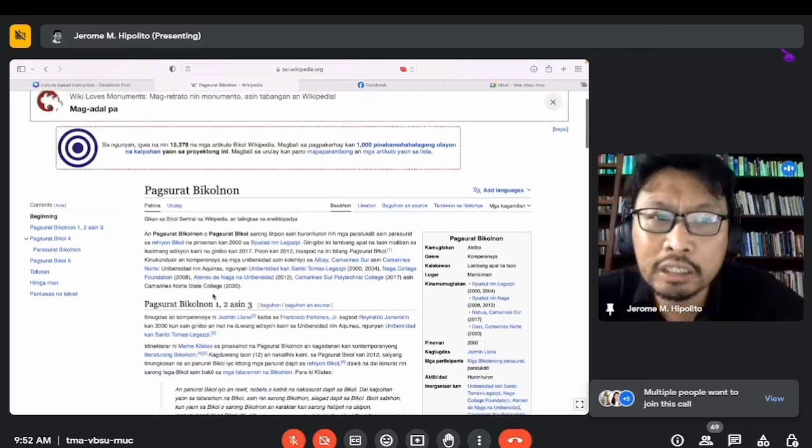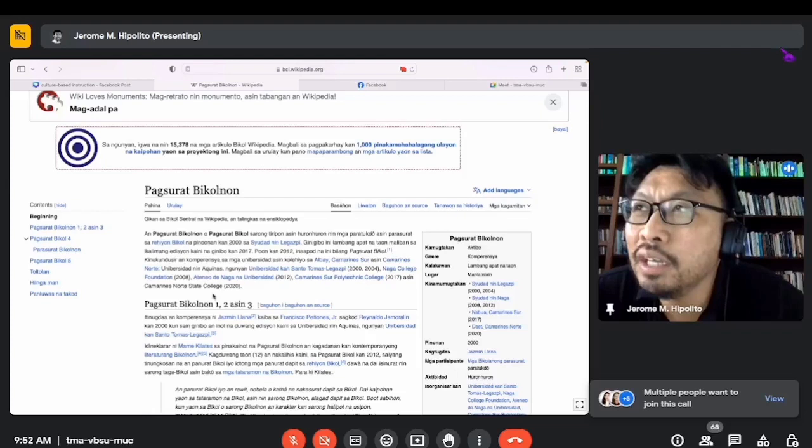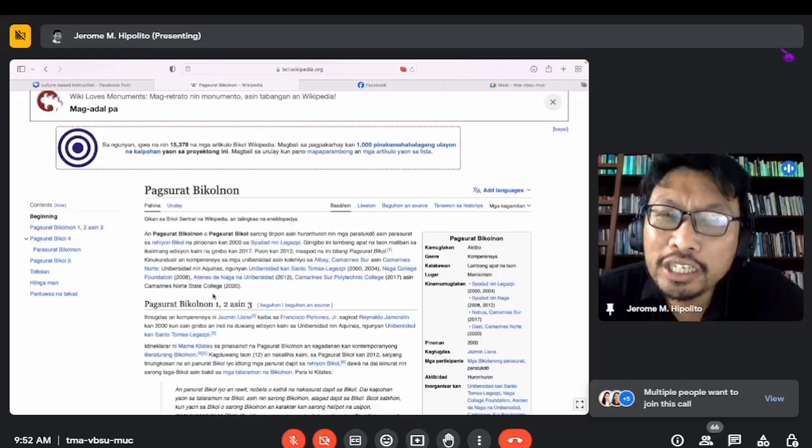Ang Pagsurat Bicol Noon o Pagsurat Bicol sarong tripon as in kururon din mga paratukdo asin para surat sa rehiyon Bicol na pinuunan kang 2000 inyang inapod ming Bicol Olympics kang mga para surat Bicol Noon para kang mga para surat sa Bicol, no? So Olympics na hold siya every after 4 years. So nagpuon siya kang 2000 sa Iriga, Ciudad ng Legazpi, no?